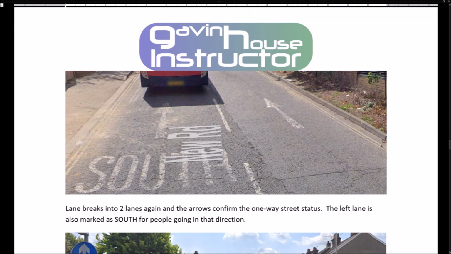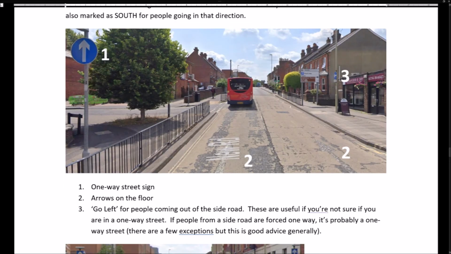Lane breaks into two lanes again, and the arrows confirm the one-way street status. The left lane is also marked as south for people going in that direction. 1. One-way street sign. 2. Arrows on the floor. 3. Go left for people coming out of the side road.